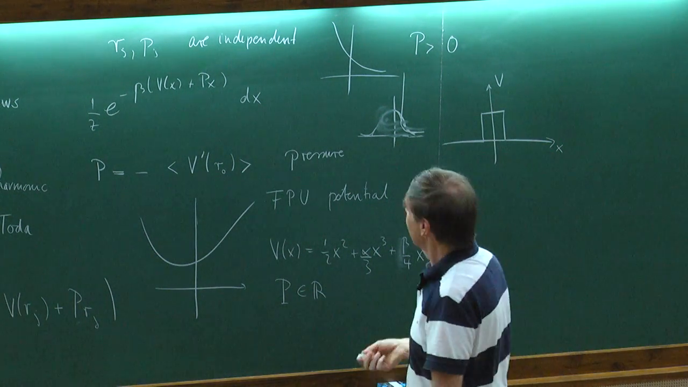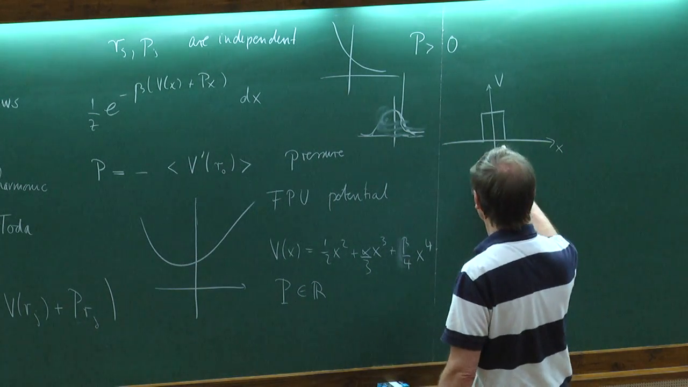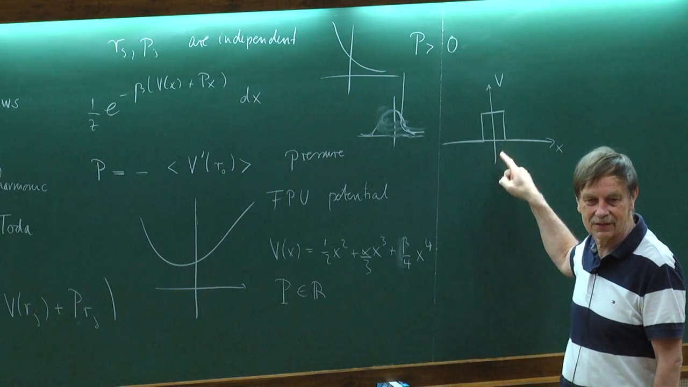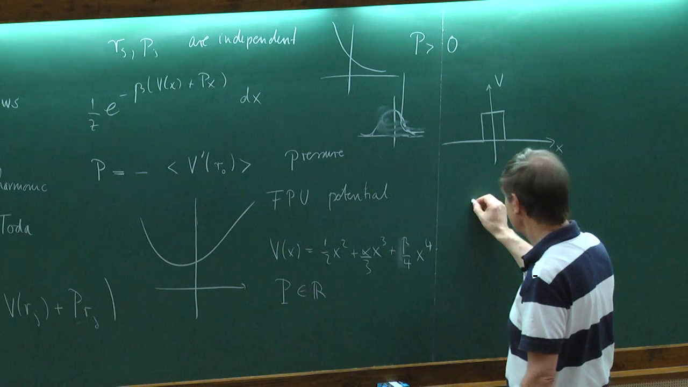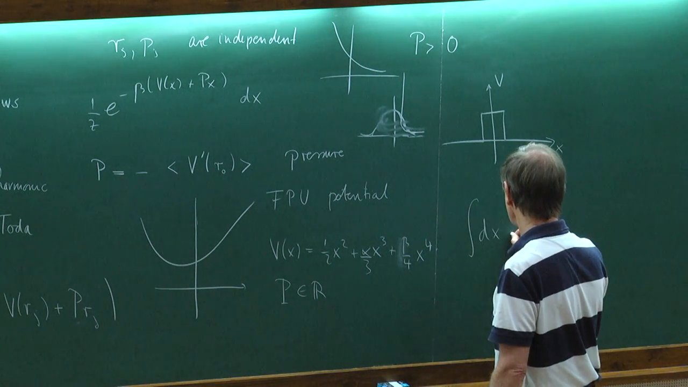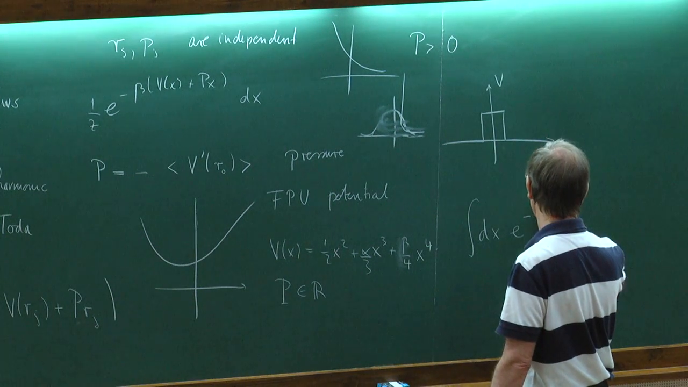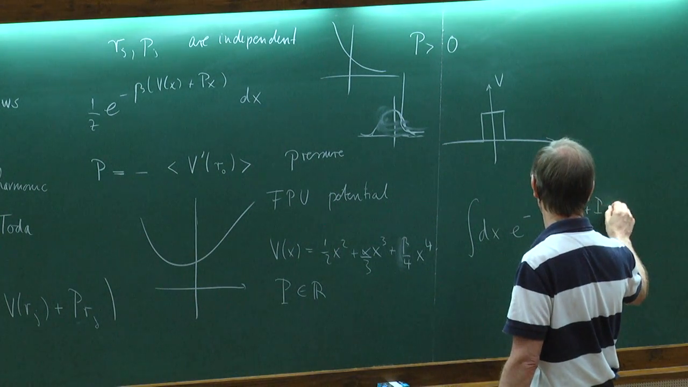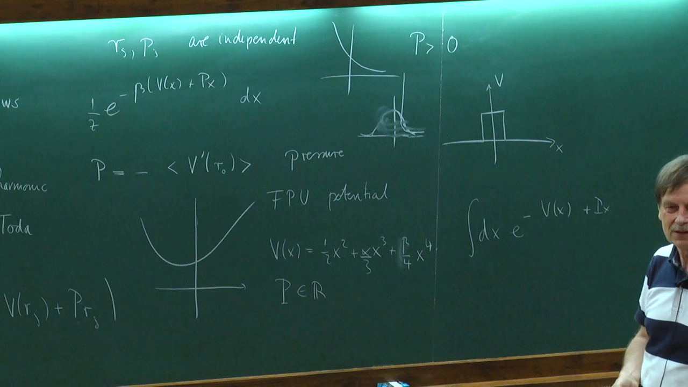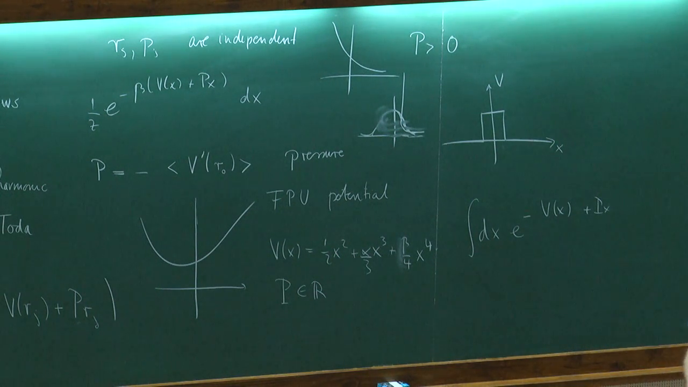Let's look at this partition function. It's the integral dx e to the minus V of x, and now of course you want to add some pressure, but it doesn't help very much. We're always left with infinity. No, I insist, this is not an allowed potential in this theory.